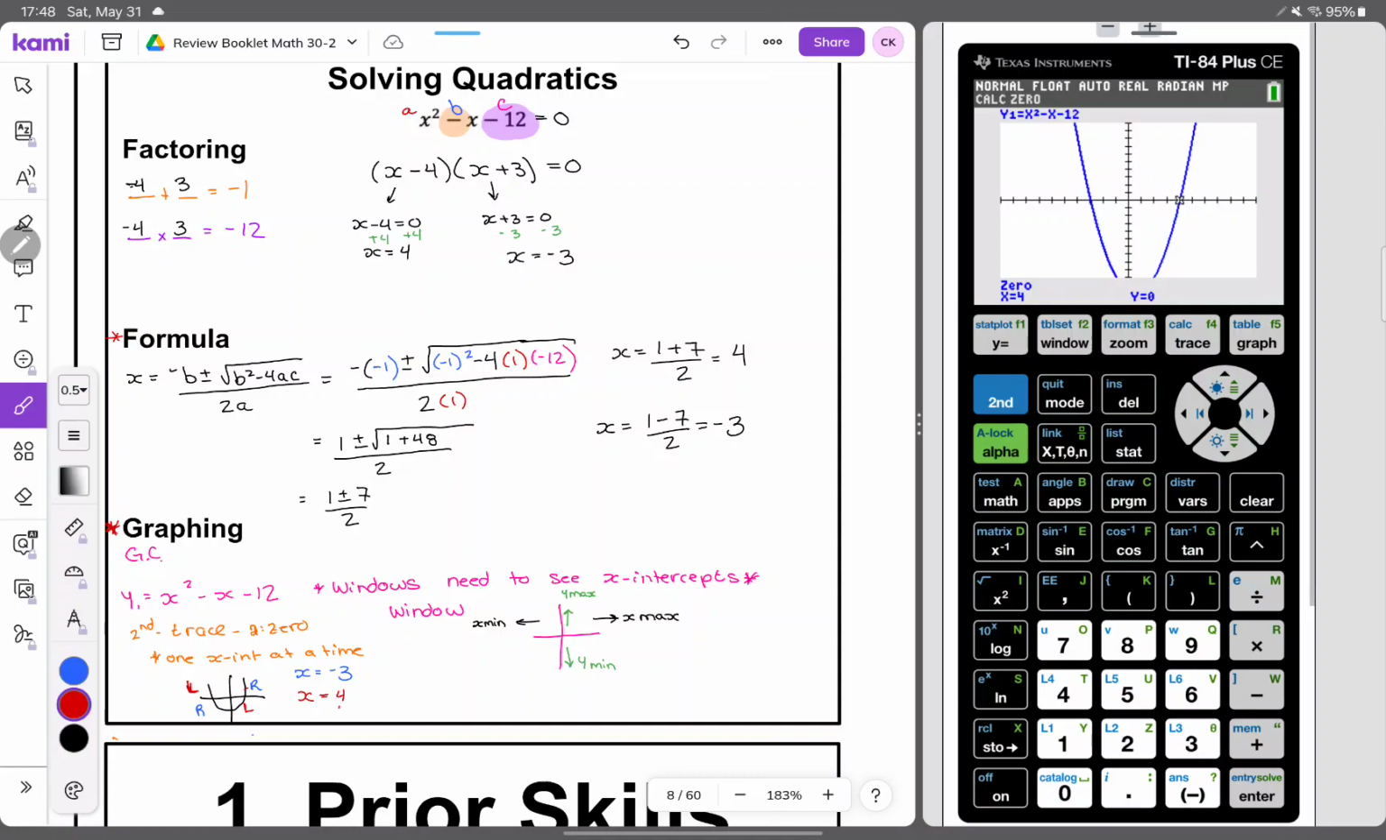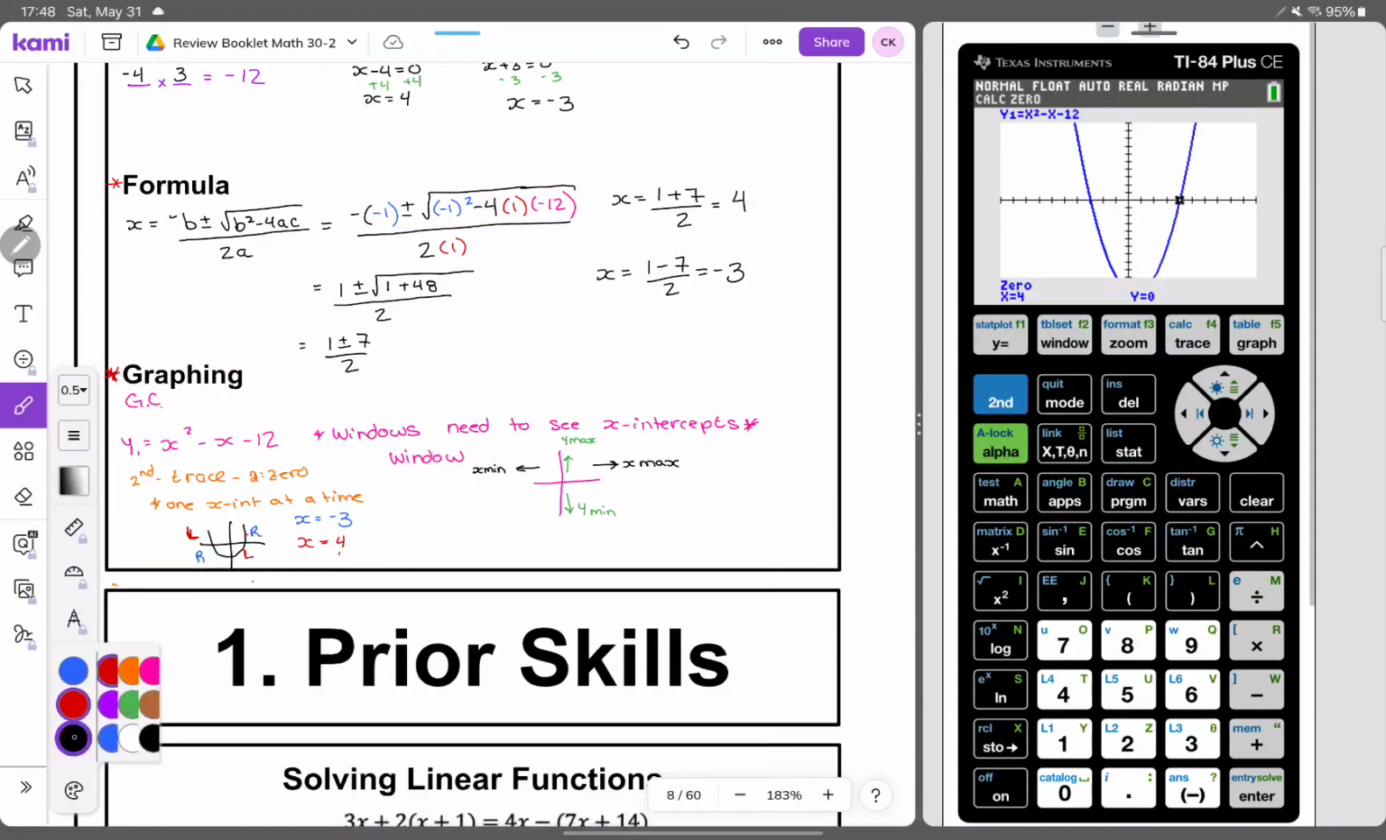So formula graphing works for any quadratic. Factoring only works for factorable quadratics. If my graph was the other way around, and we open down, then we have left bound here, right bound here, left bound here, right bound here, when you're looking for the specific ones. So if I'm looking for this one, it's left bound, right bound. If I'm looking for this one, it's left bound, right bound.